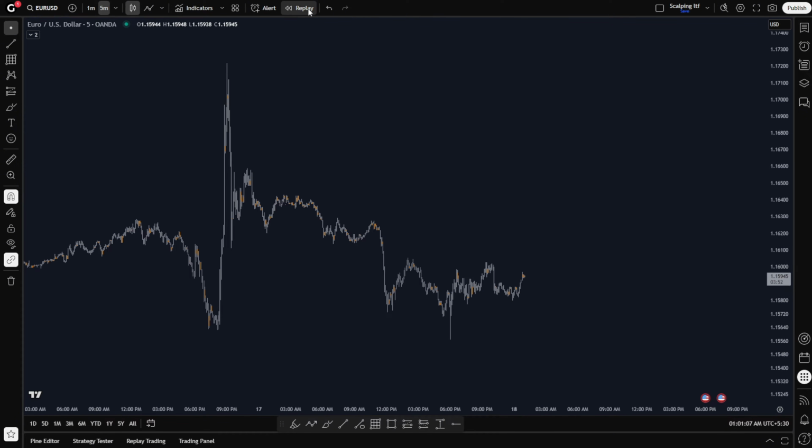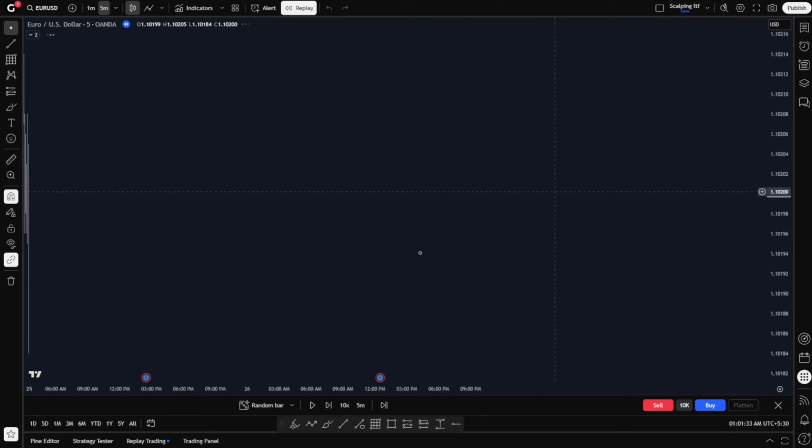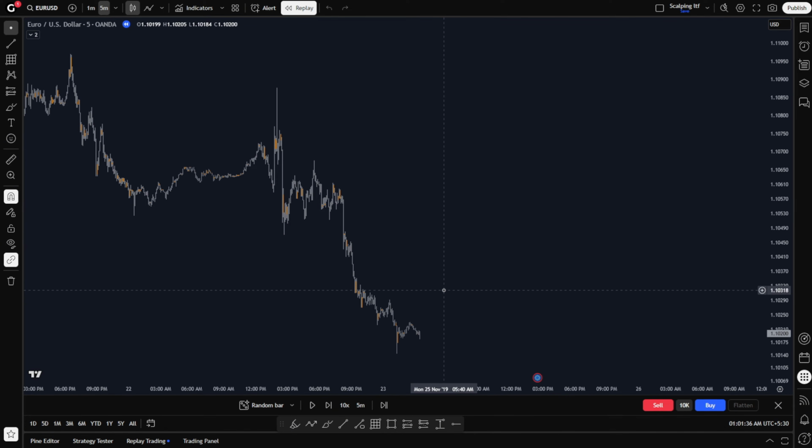I will be using the replay tool in TradingView, and I will use this random bar down here. When I click, it will take me to a completely random time in the market. I don't know where this is going to take me, and from that point I will teach you guys how you should approach and start marking your structures, right? So let's use this. It has taken me to 2019. Doesn't matter where it takes me.